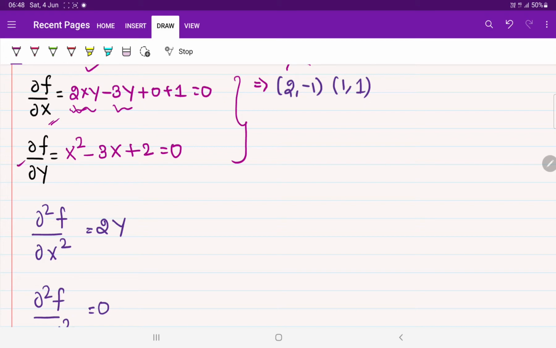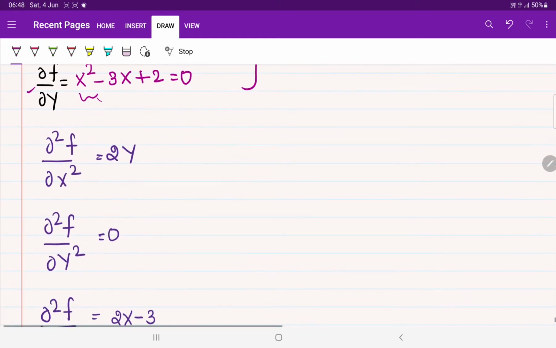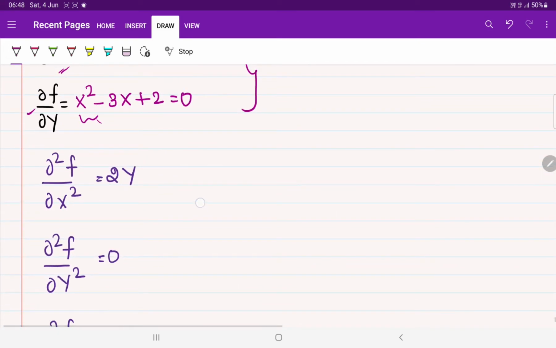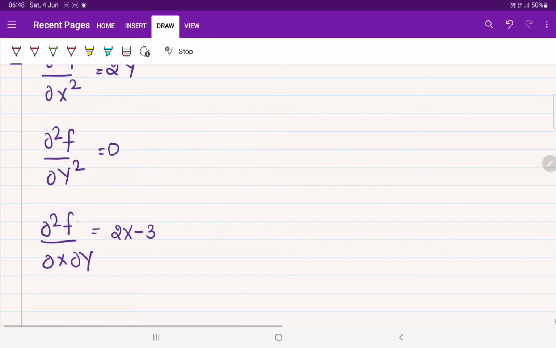Take the second function and differentiate one more time; this gives dou square f by dou y square. If I differentiate with respect to y, the overall term becomes 0, because there is no y term. And then take dou f by dou y and differentiate it with respect to x.